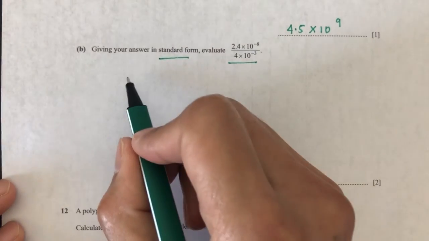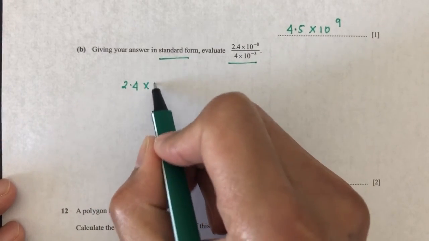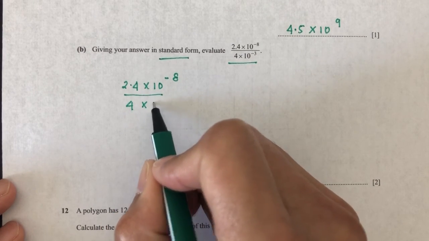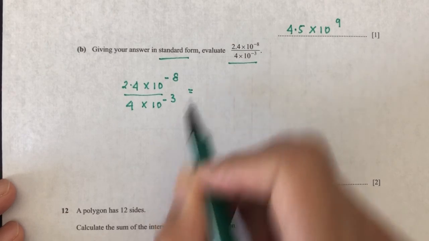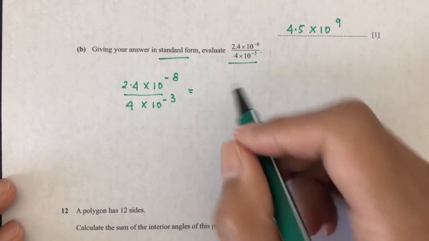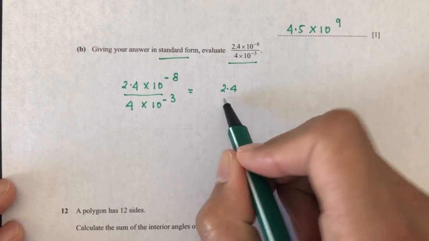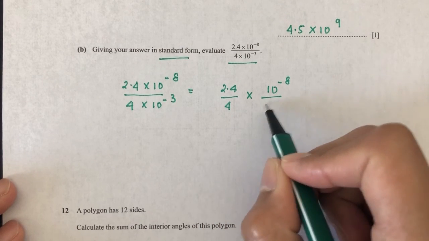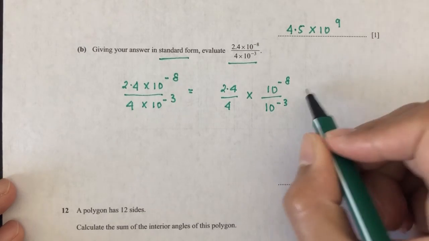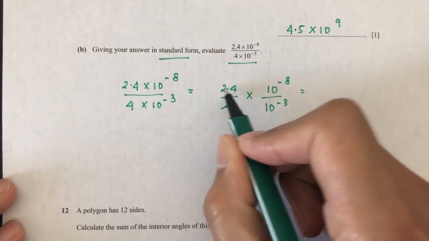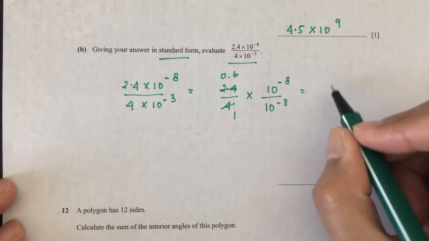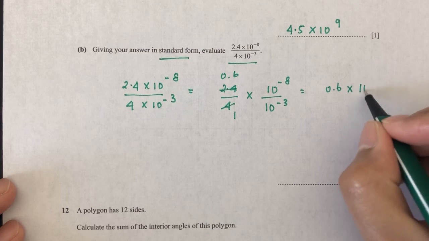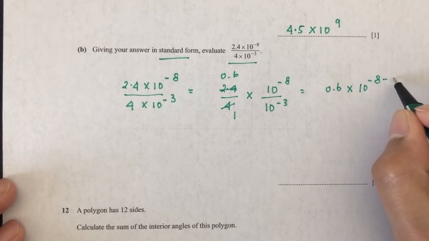So we have 2.4 times 10 to the power of minus 8 divided by 4 times 10 to the power of minus 3. So we can divide those into two parts. We can put the numbers, which is 2.4 divided by 4, times 10 to the minus 8 divided by 10 to the minus 3, which is equal to 0.6. So 0.6 times, so when we divide we have to subtract the powers, so minus 8 minus minus 3.